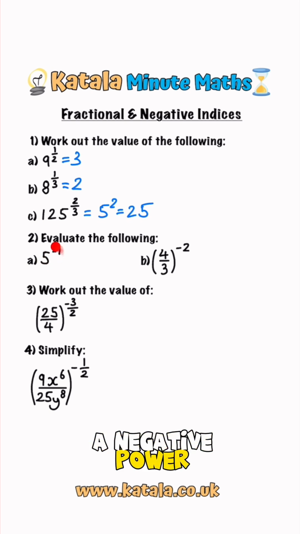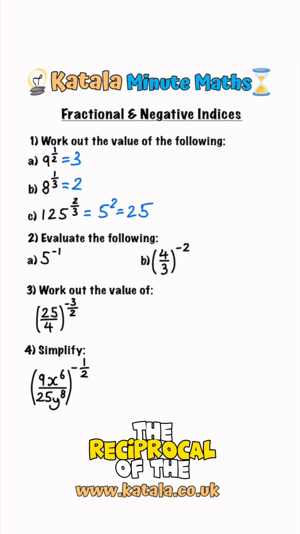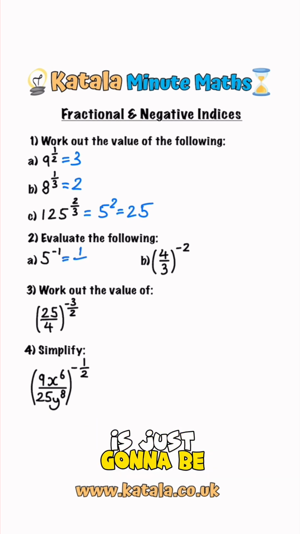Okay, next up, a negative power, 5 to the power of -1. When you have a negative power, it basically just finds the reciprocal of the number. So in other words, it flips it upside down. So 5 to the power of -1 is just going to be 1/5.